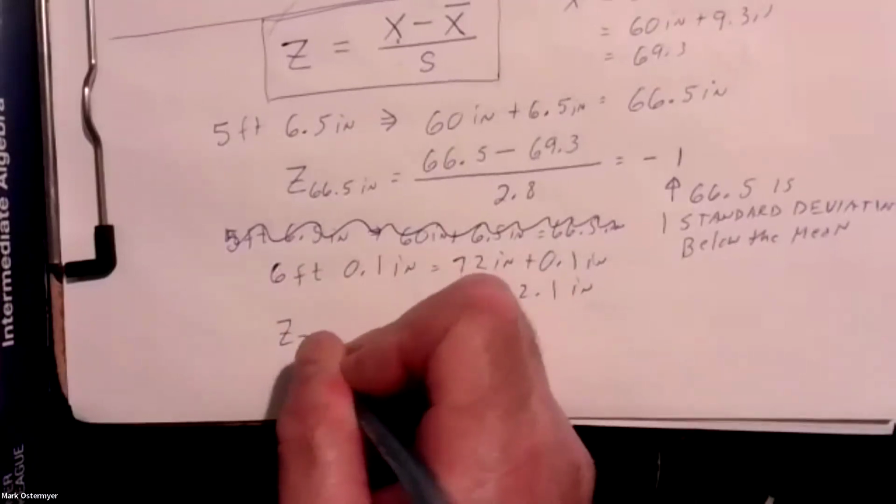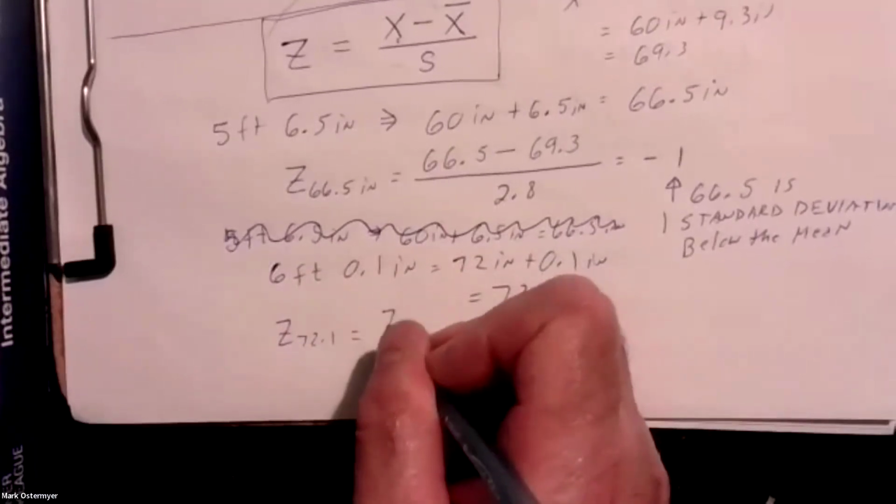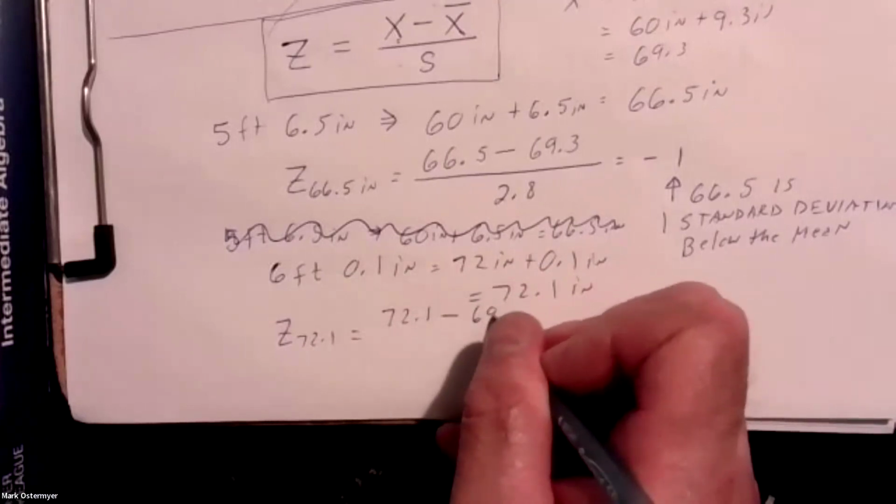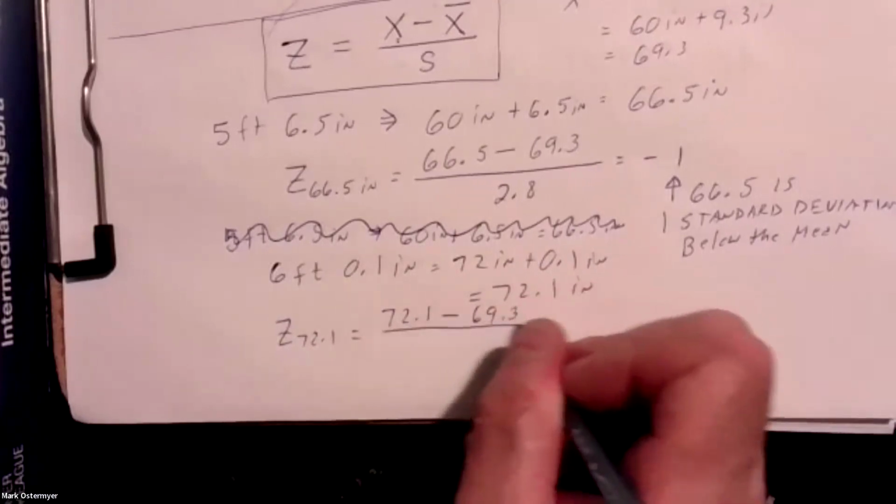So the z-score for 72.1 inches is going to be 72.1 minus the mean, which is 69.3, divided by the standard deviation.